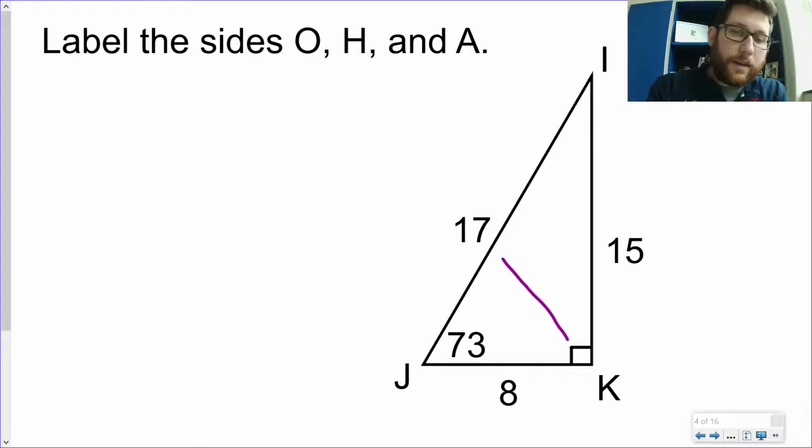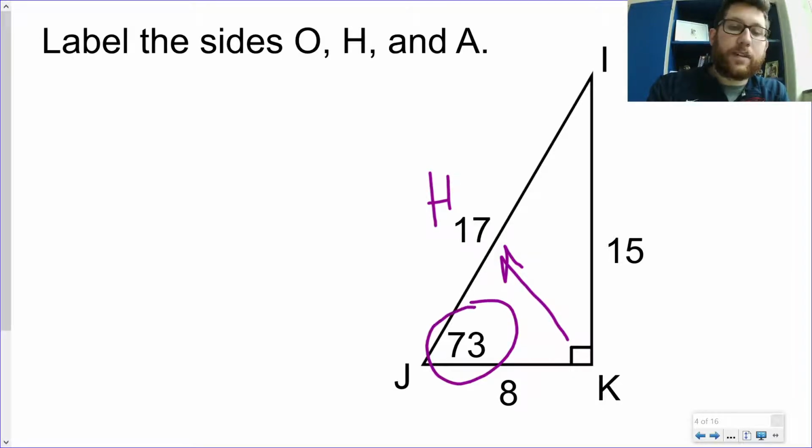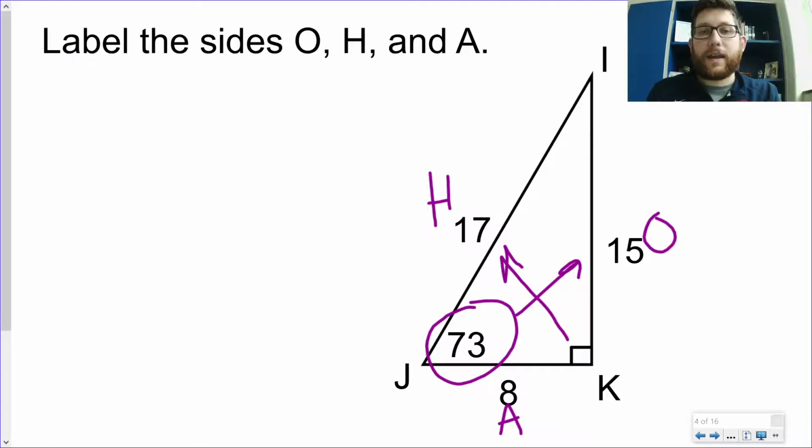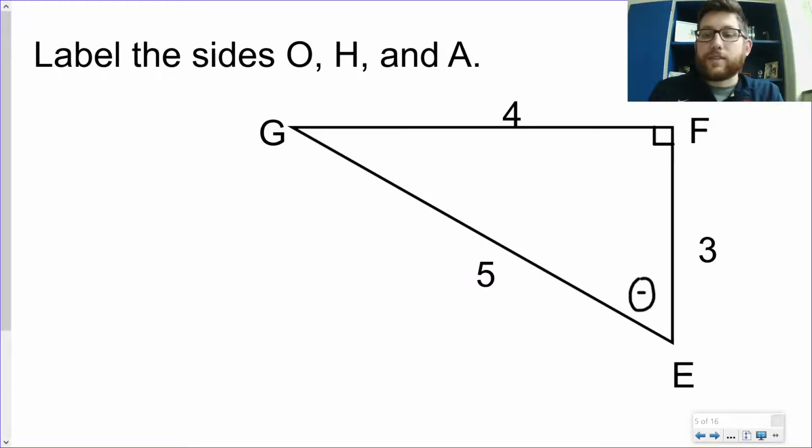Go opposite my 90. That's going to be my H side. Go opposite, there's my 73. That's the angle we're talking about. It's my O side. And then my last side, that's going to be A. H, O, and A. All right, let's look at one last one here.